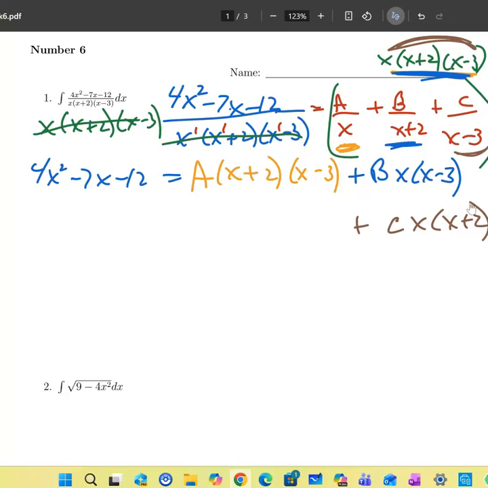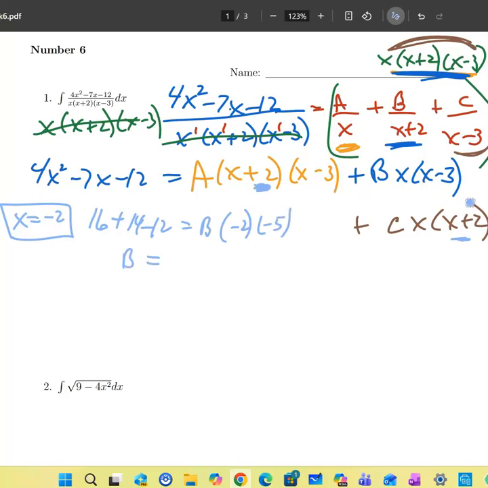So now I want to pick wise numbers. So the first wise number I'm going to choose is -2, because if I put in a -2 for x, both of those terms go away. So x equals -2, and you have to plug in -2 on this side as well. So this gives me 16 plus 14 minus 12 equals, and so what I'm left with here is b times -2 times -5. So this gives me b is 9/5. Fractions are your friends. So that's a fine answer.